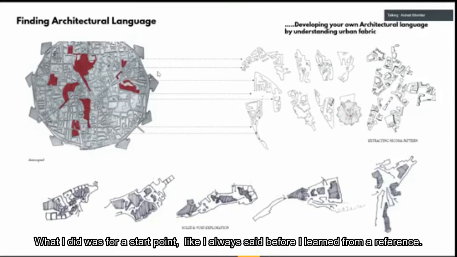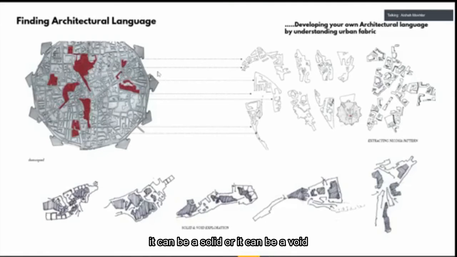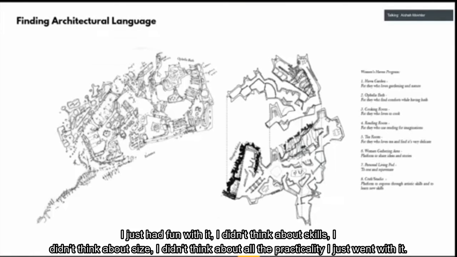What I did, as a starting point, like I said before, is I always learn from a reference. So I used the site plan as a reference to get the pattern or the language. This can be a solid or this can be a void, and eventually it turns into the plan for the project. And I just had fun with it.